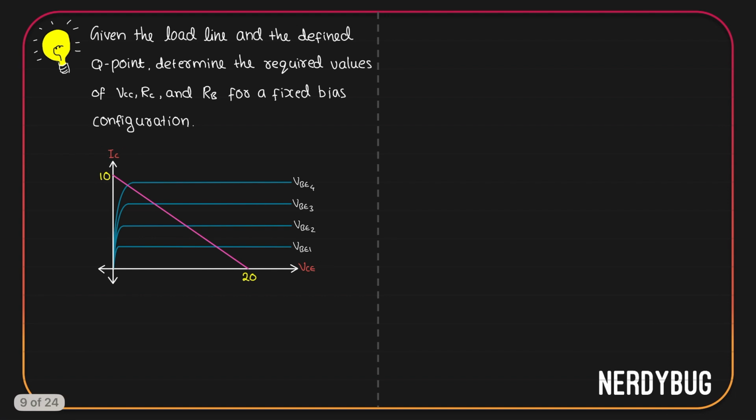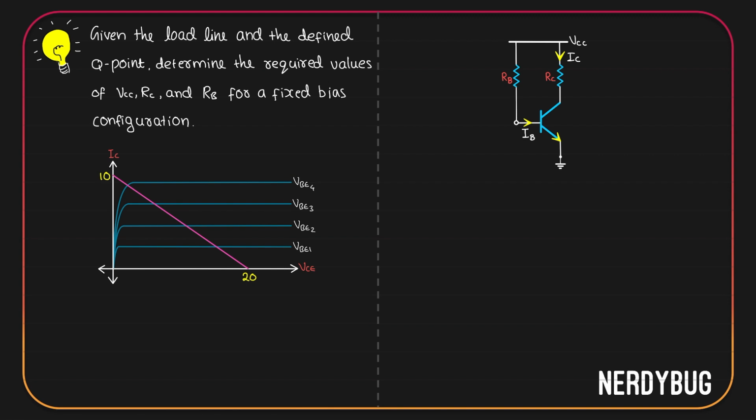Let us see an example. We have to solve a problem. Given the load line and the defined Q point, determine the required values of VCC, RC and RB for a fixed bias configuration. First, let us take a transistor under fixed bias configuration.